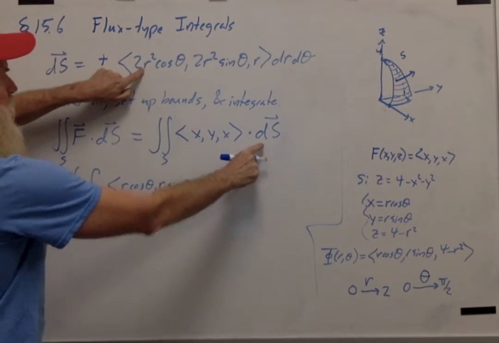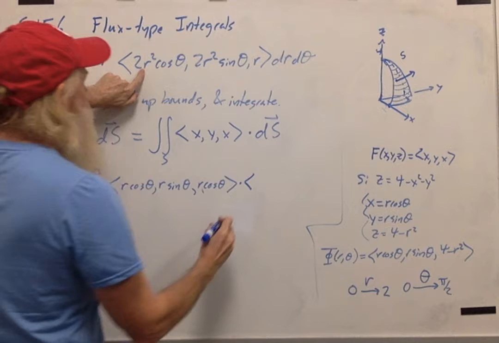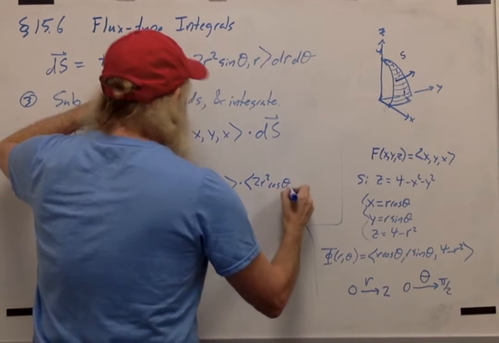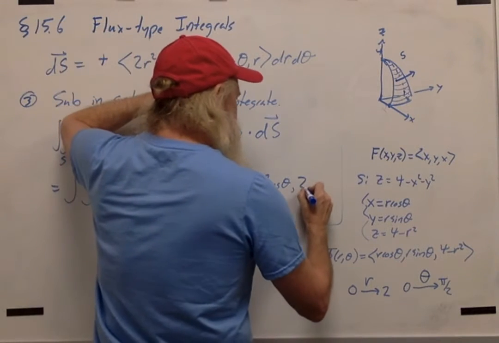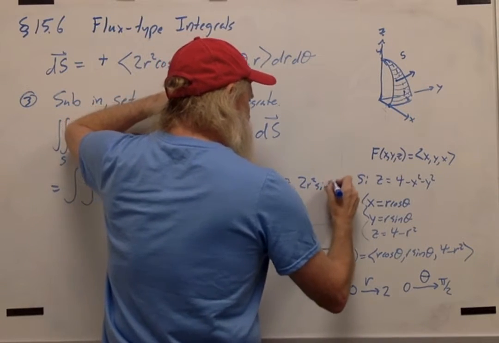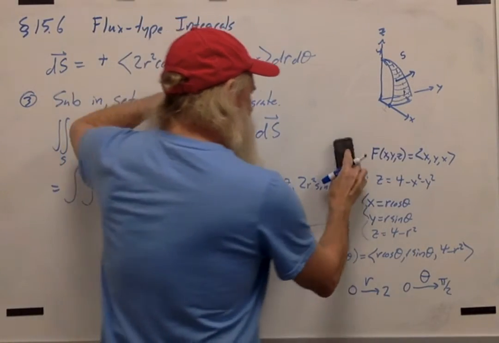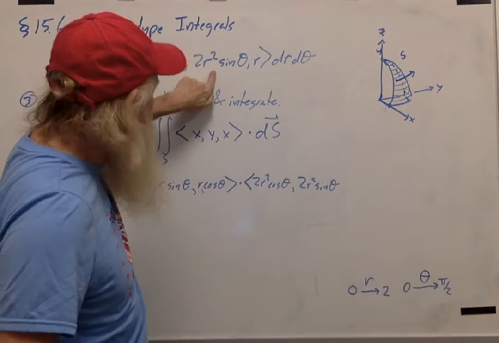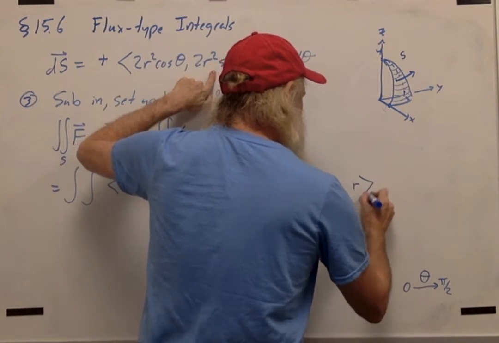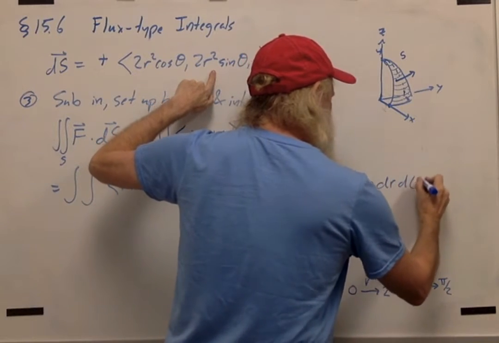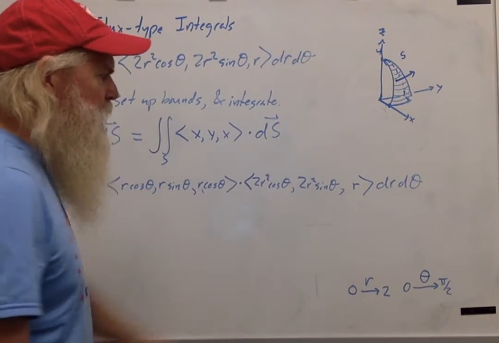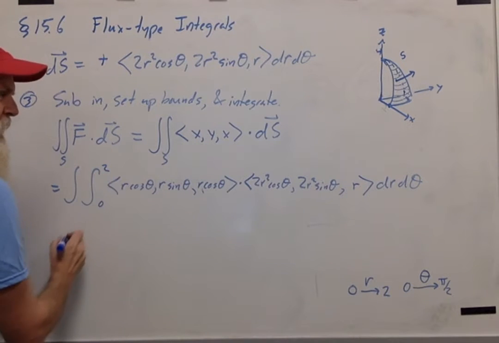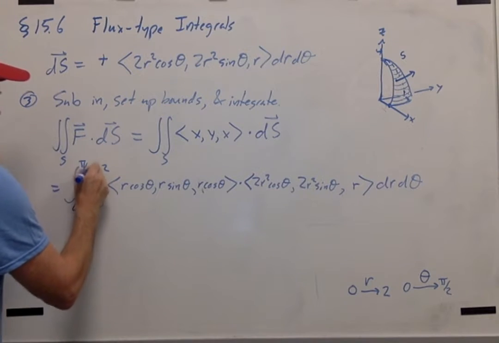Big vector ds we calculated to be 2r squared cosine theta, 2r squared sine theta, and r dr d theta. And down here, we said that for our bounds, r needs to go from 0 to 2, and theta needs to go from 0 to pi over 2.